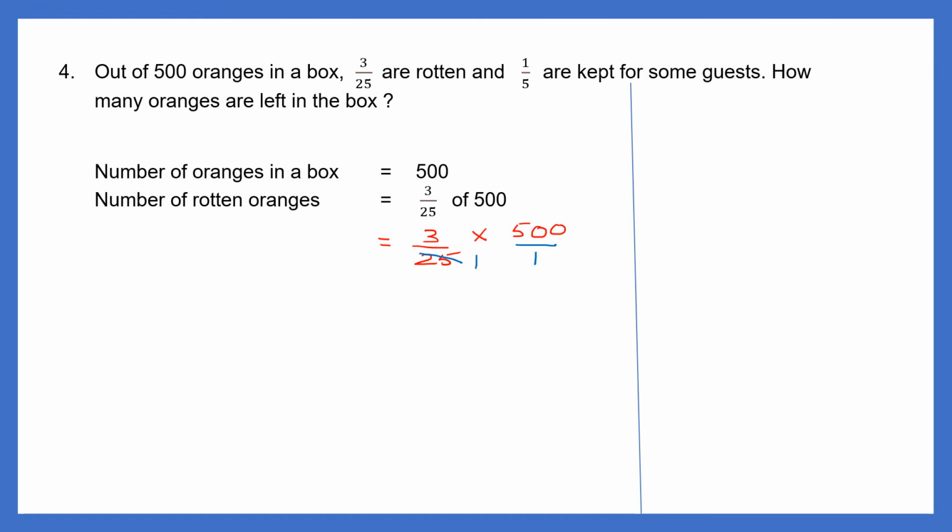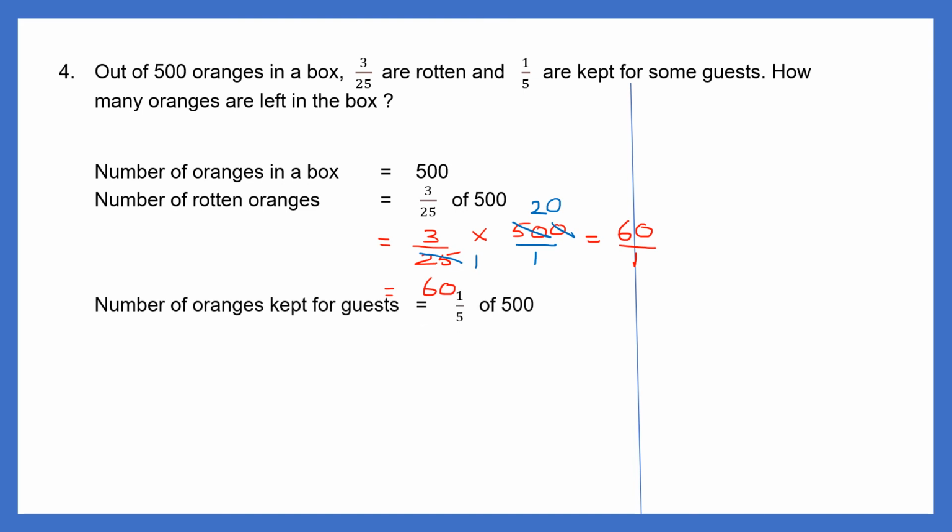25 ones are 25. 25 twos are 50 and I add the 0. So now I get the numerators. Let me multiply. 3 twos are 6. 3 into 20 is 60 by 1, which is 60. So how many oranges are rotten? 60 oranges are rotten. Let me write it there to make it easier for you. 60 oranges are rotten. So we have this number first.